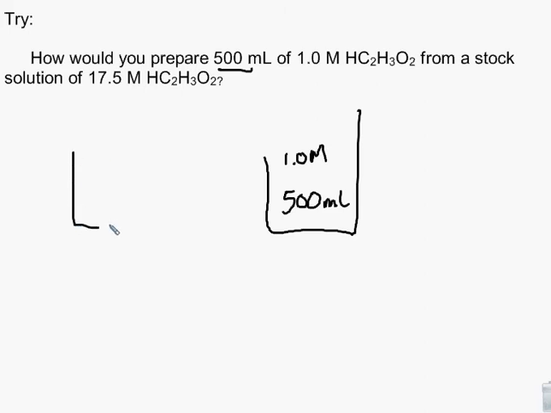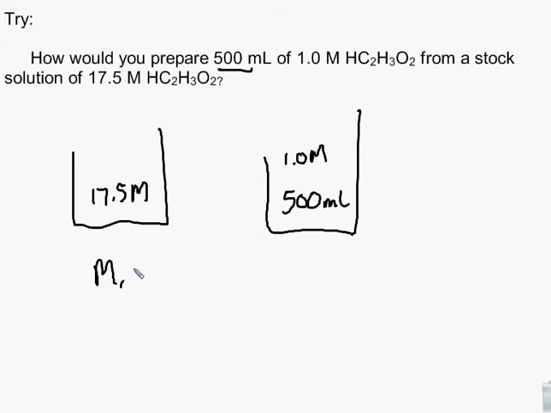Let's try this one. How would you prepare a 500 milliliter, 1.0 molar HC2H3O2 solution? We have a stock of 17.5 molar HC2H3O2. So this is our very concentrated solution. We want to have more dilute. How would we prepare that?